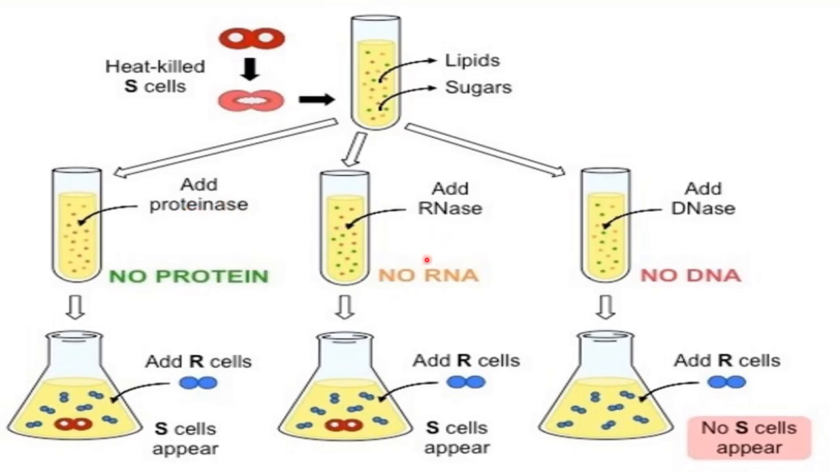Same thing they found with the RNA. When they added RNAse, there was no effect on the transformation. Still they observed the S type of bacteria in the mixture. But when they added DNAse, an enzyme which can digest DNA, they observed that there was no transformation. No S type of bacteria were observed in the mixture. It means transformation has been stopped here, or you can say it was interrupted by something.